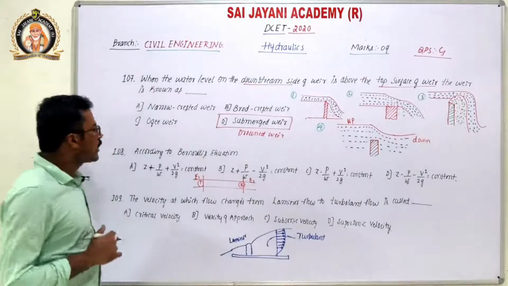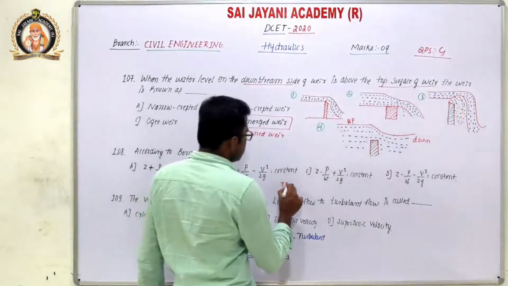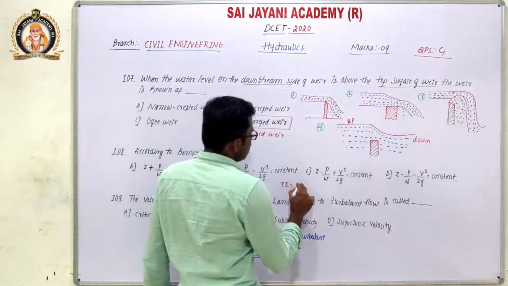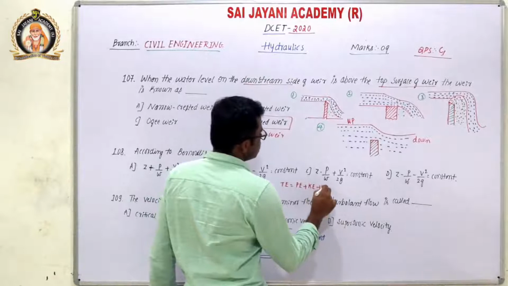So what is total energy? Total energy is the sum of potential energy, kinetic energy and pressure energy.